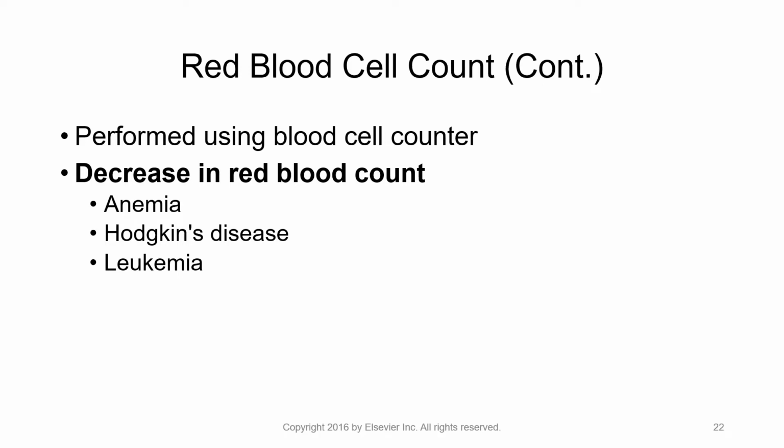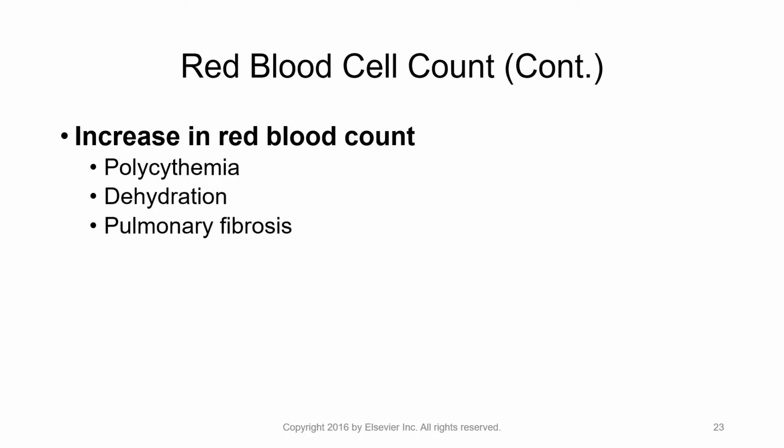So again, you can do just a red cell count, and a decrease in red cell count would come from anemia, Hodgkin's disease, these are systemic things, or leukemia, a blood cancer. An increase in red count comes from things like polycythemia, extra production of red cells, or because you have a concentration of blood because of something like dehydration.